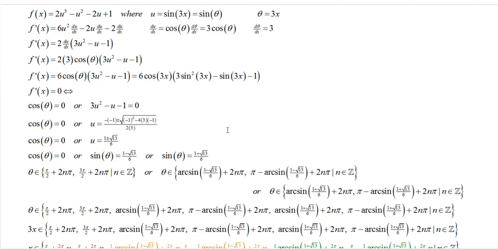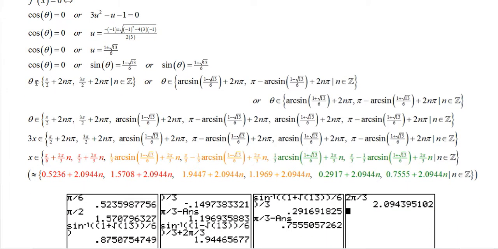Okay, so cosine of theta is 0, or u is this. Well, u is sine of theta. So there's 2 possibilities, the plus and the minus. So we either have cosine of theta is 0, or sine of theta is 1 minus the square root of 13 over 6, or sine of theta is 1 plus the square root of 13 over 6.